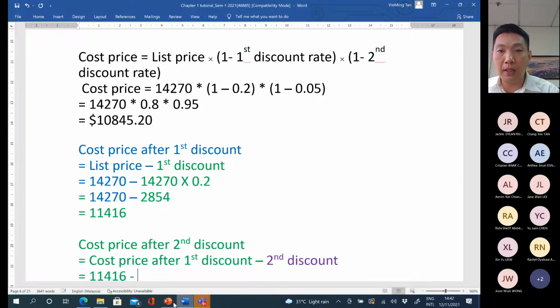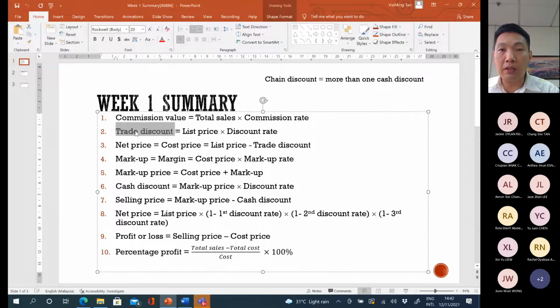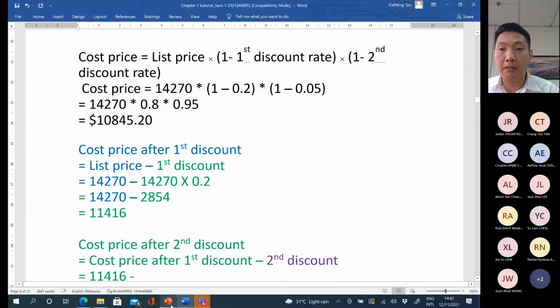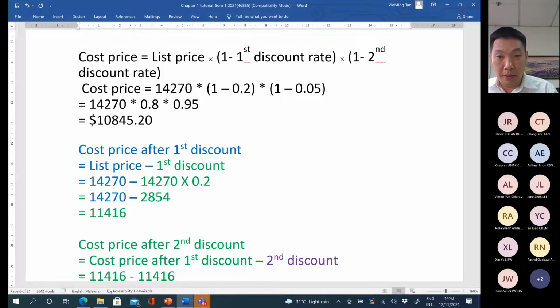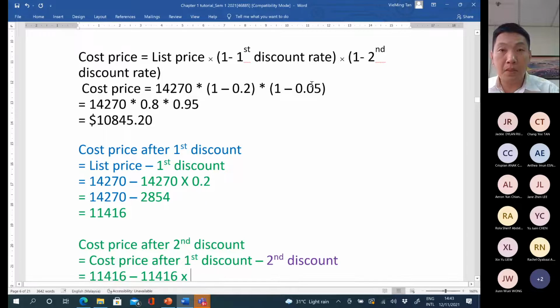How to get the answer? In order to get the discount in dollar value, we have to use this formula: price multiplied by the discount rate. In this case, now we have to use the price after the first discount, multiplied with the second discount rate. Second discount would be 11416 multiplied by 5%, so it's 0.05. I use purple color.